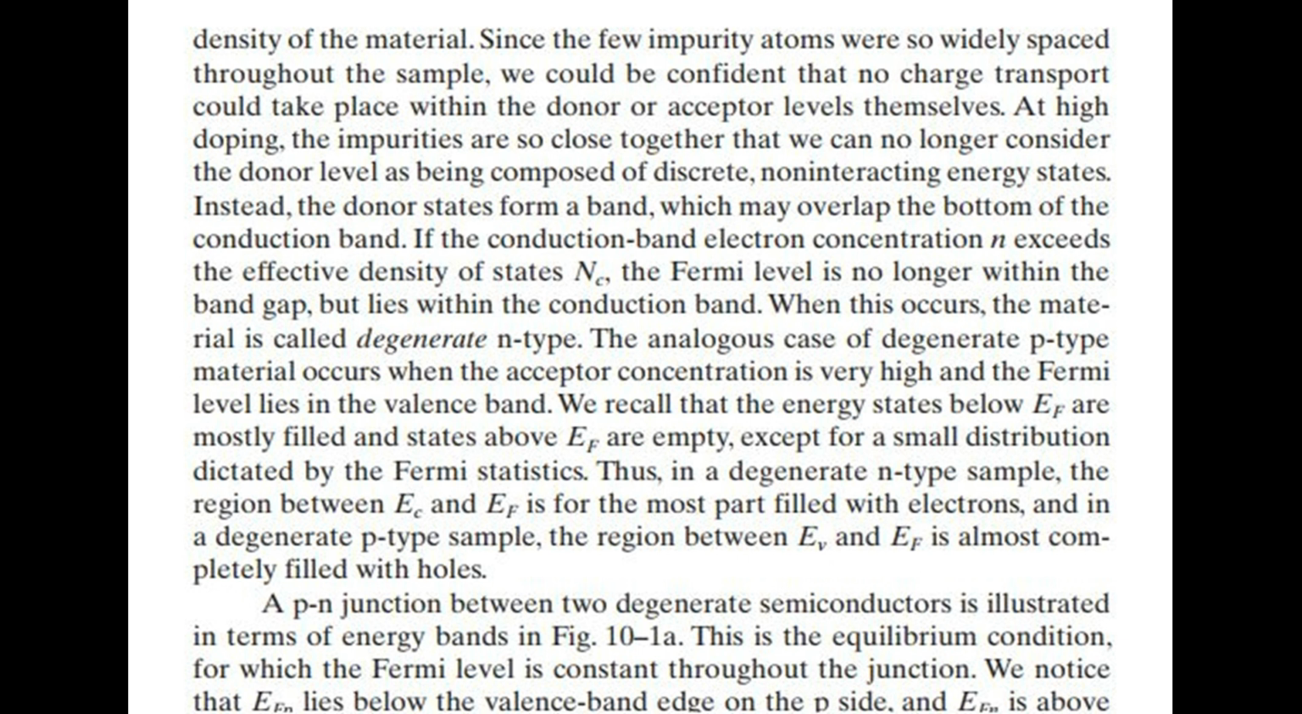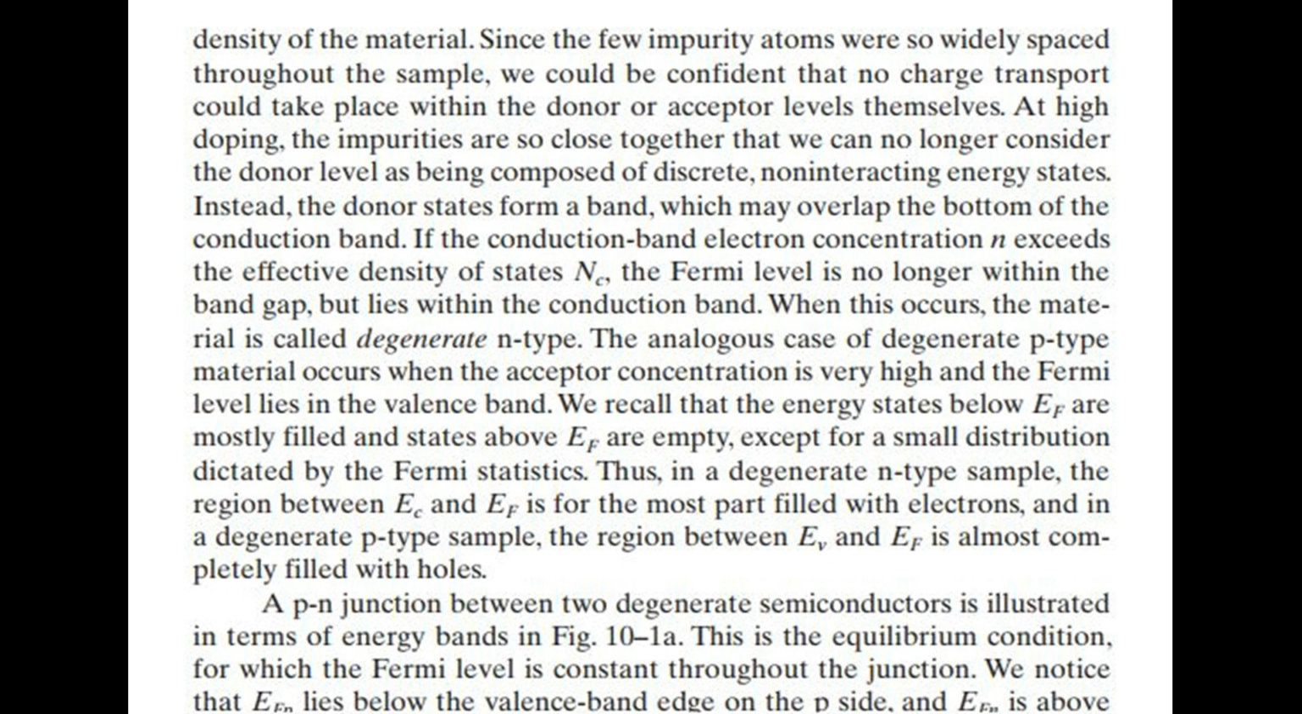Instead, the donor states form a band, which may overlap the bottom of the conduction band. If the conduction band electron concentration N exceeds the effective density of states Nc, the Fermi level is no longer within the band gap, but lies within the conduction band. When this occurs, the material is called degenerate N-type. The analogous case of degenerate P-type material occurs when the acceptor concentration is very high and the Fermi level lies in the valence band. We recall that the energy states below F are mostly filled and states above F are empty, except for a small distribution dictated by the Fermi statistics.